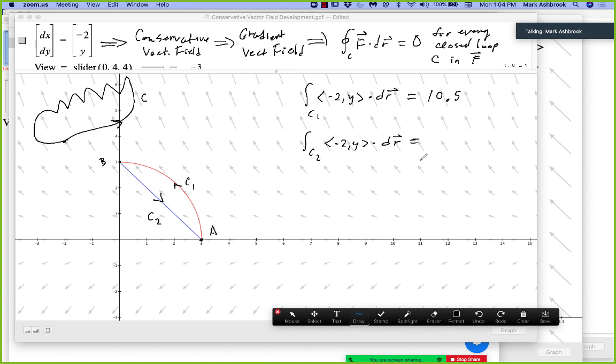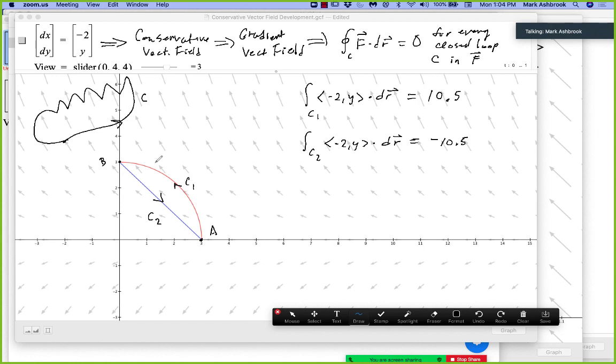Anybody else got it yet? Would it be negative 10.5? Yeah. Okay, a couple people are saying negative 10.5. Why would that be negative 10.5? Because any closed loop in the conservative field has 0. Right. C2 then closes the loop of C1.